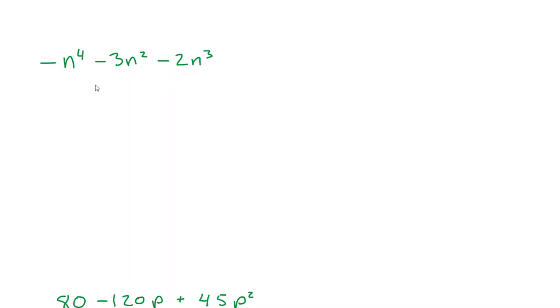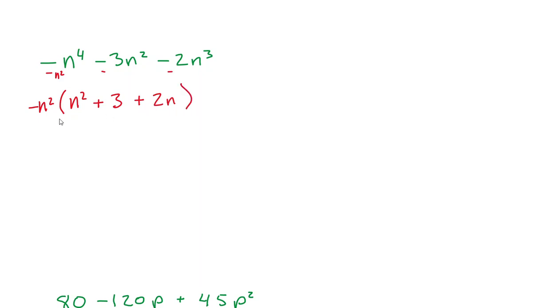Step number 1, common factor. Notice that they're all negative, and they all have a bunch of n's, not just one n, but n squared, n to the 4th power, n squared, n to the 3rd power. The smallest number of n's is n squared. So we're going to take out a negative n squared, and we're left with n squared plus 3 plus 2n.